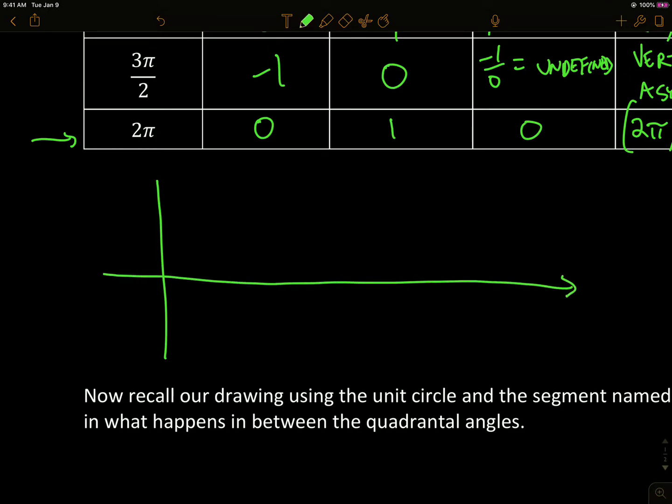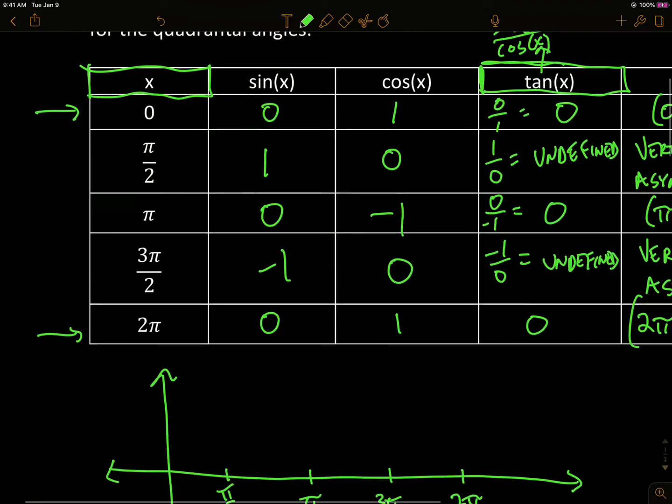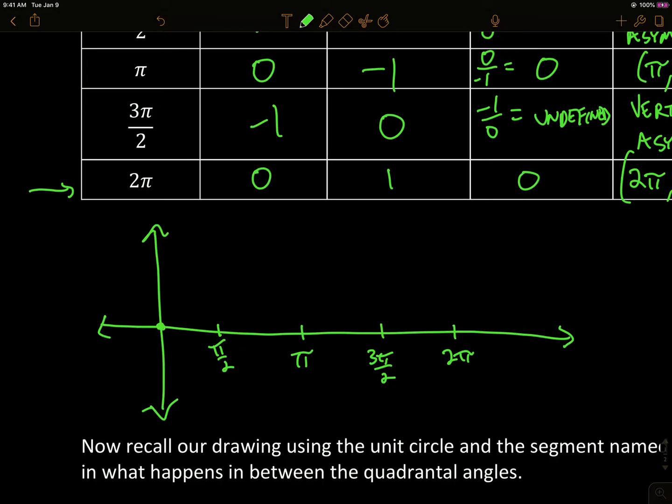Okay, so I'm going to get my quadrantals on the graph here. So I've got 0, I've got pi over 2, I've got pi, I've got 3 pi over 2, I've got 2 pi, and then it would just sort of repeat again. So we don't need to do that. So it's 0, 0. At 0, we have the graph 0, 0.